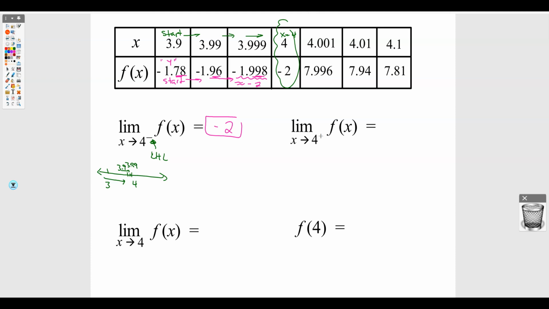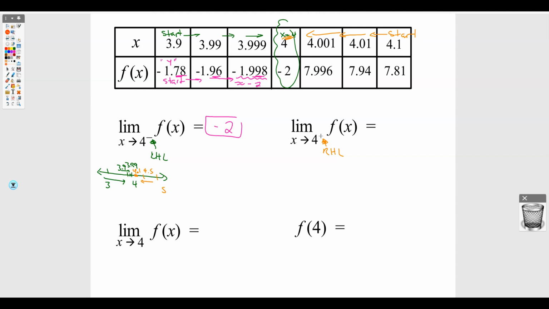All right, if you do the limit on the right-hand side, our right-hand limit. So again, 5 is over here. This would be like 4.5 moving in this direction. So if we're really, really close, we might start at 4.1. So I start here on the right-hand side, and I move in this direction so that the x is again getting closer and closer to 4.